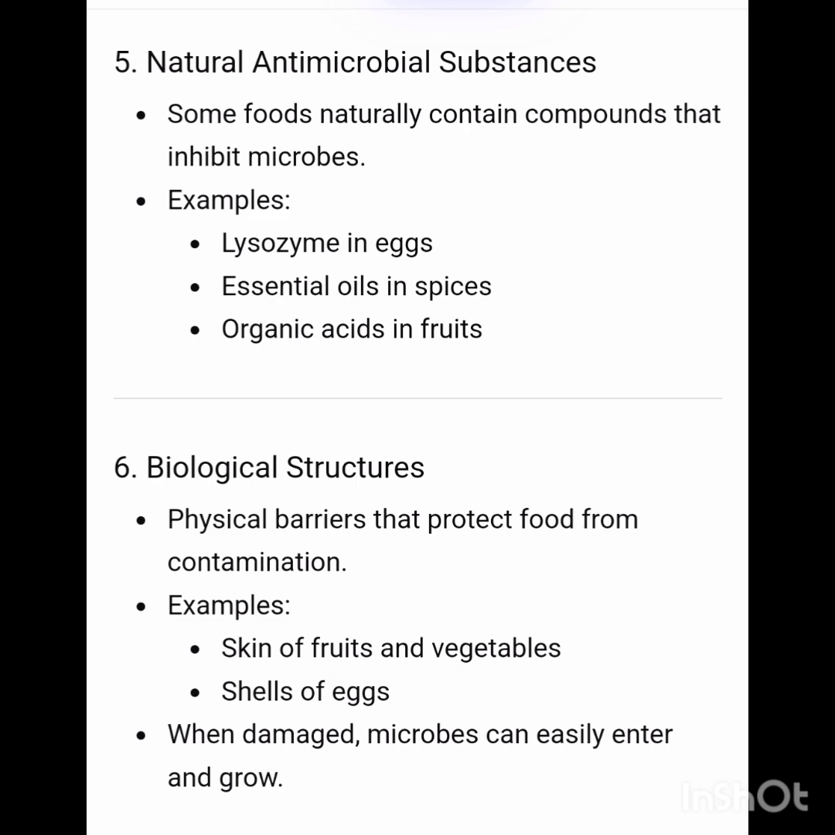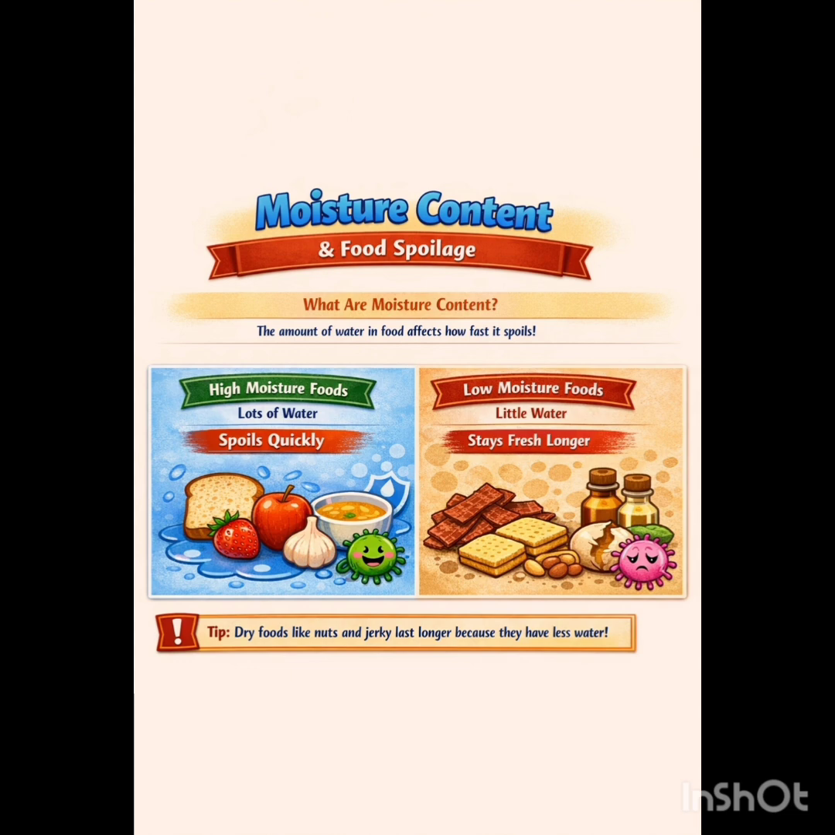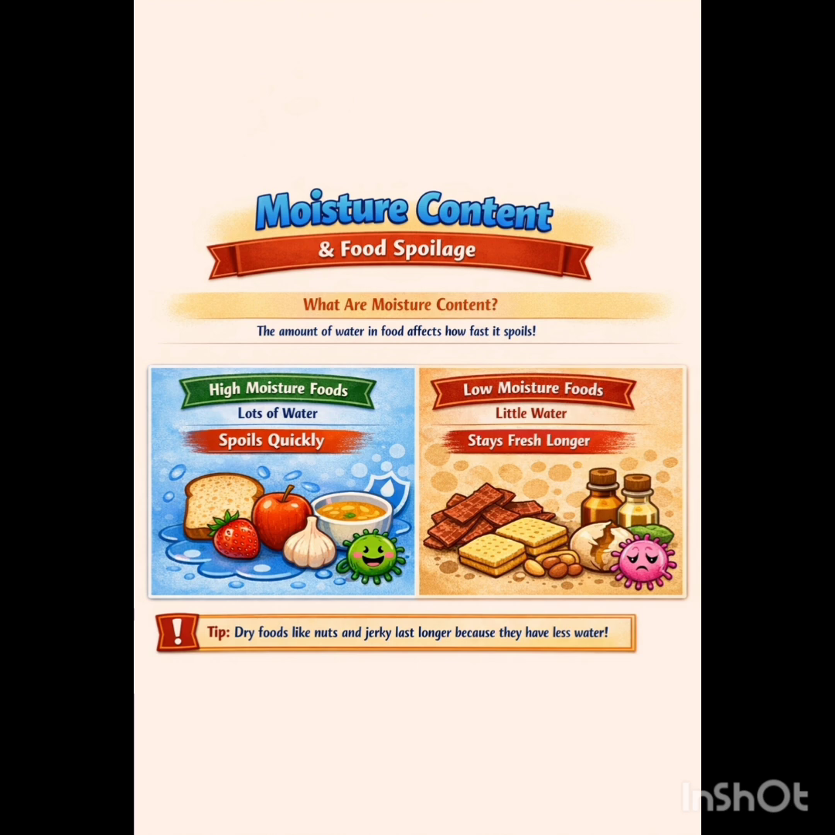Another factor is the biological structure of the food. Many foods have natural protective coverings like the skin of fruits or the shell of eggs. These structures prevent microorganisms from entering. However, once the surface is damaged, like when the fruit is cut, microbes can get easily inside and start growing. Finally, moisture content plays a very important role.